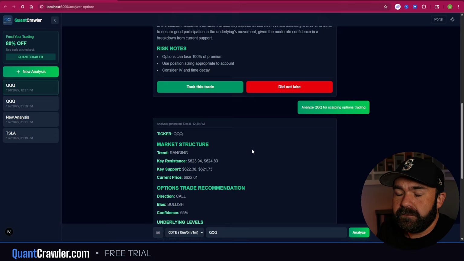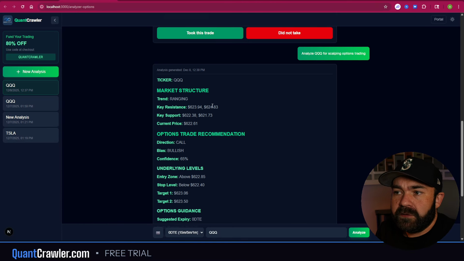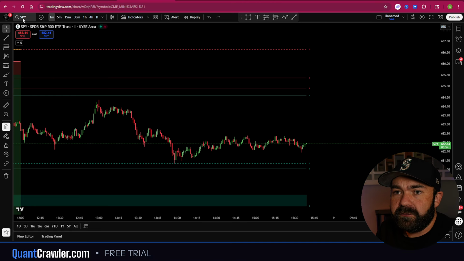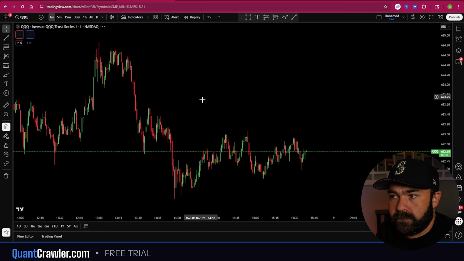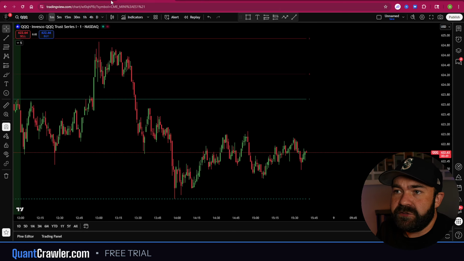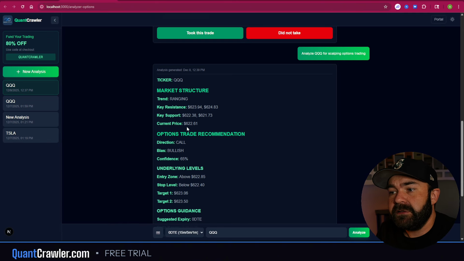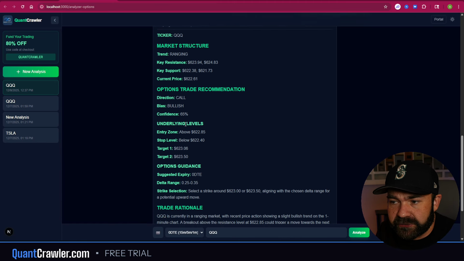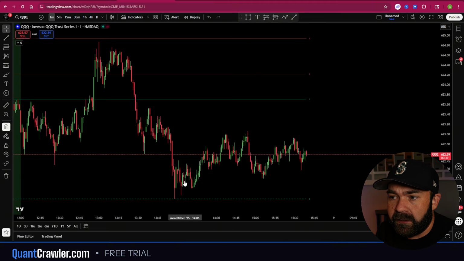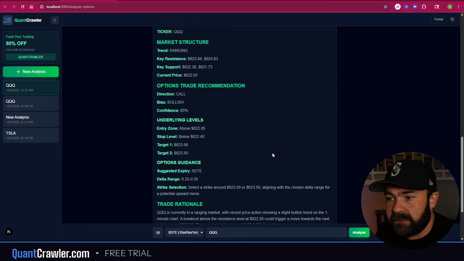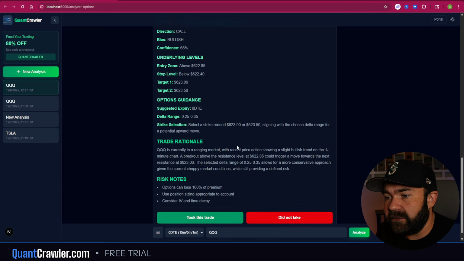See? QQQ right here. Let's look up QQQ. 622.65, 622.61. So pulling current price within a couple pennies. It's probably just because it's moving from when it's snapshotting. Bullish call. It likes it. So that seems to be right. I mean, just at an eye glance.